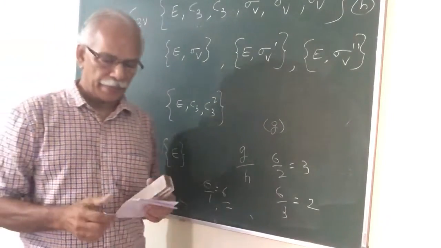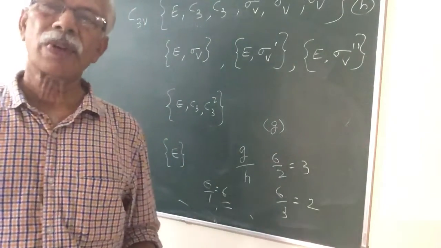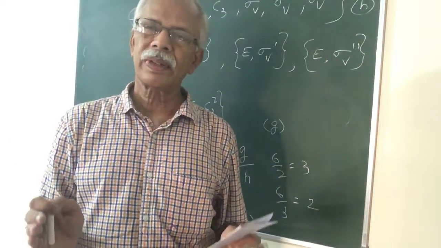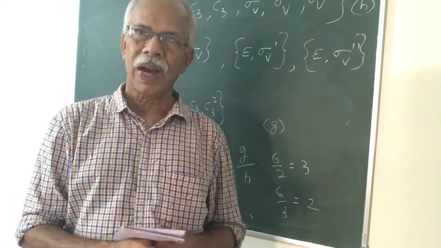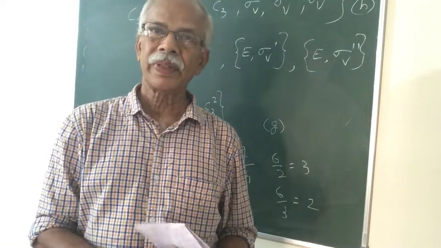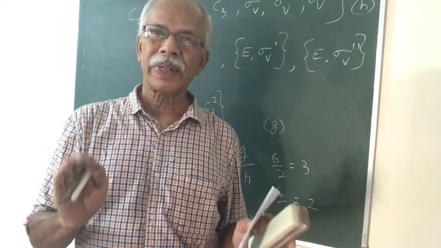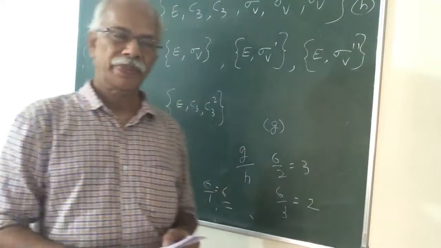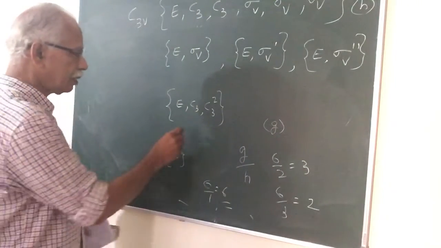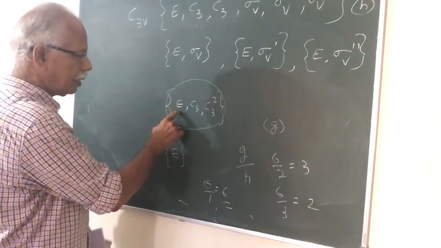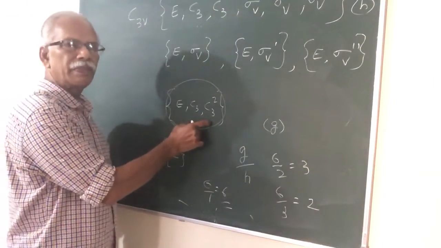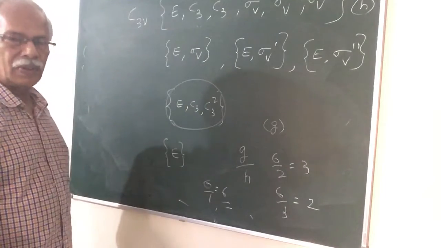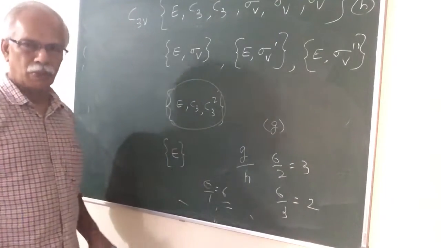Then what is a pure rotational subgroup? It is the subgroup chosen out of a large group containing the proper rotation axis only. For example, here, this identity, C3, C3 squared is a subgroup containing only C3 operations. So it is a rotational subgroup.